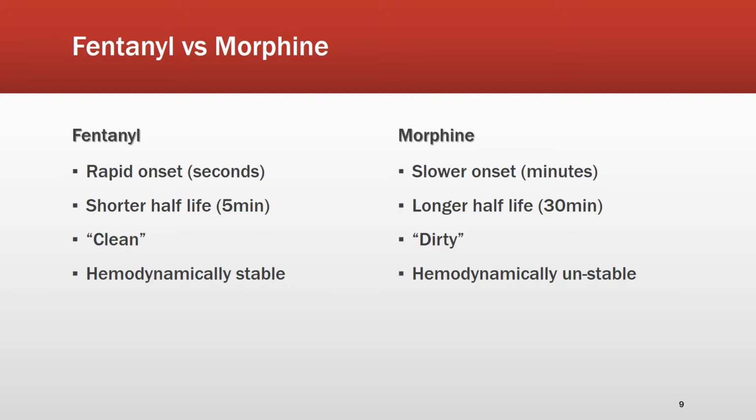Morphine, on the other hand, takes time to come on, minutes versus seconds for the fentanyl. Does have a really long half-life, though. It's going to last a little bit longer, sometimes up to 30 minutes. It's more of a dirty drug because it's derived from a natural source, so it does have some side effects, sometimes unwanted side effects. And hemodynamically unstable, it can have pretty profound effects on blood pressure sometimes.